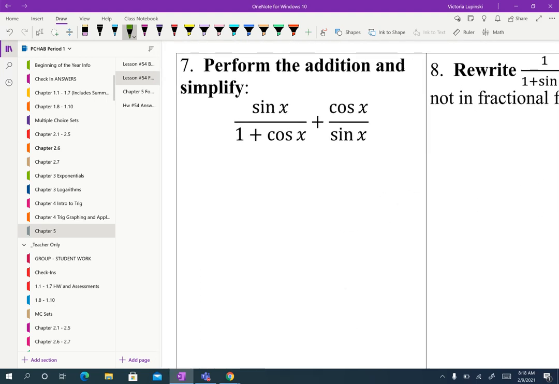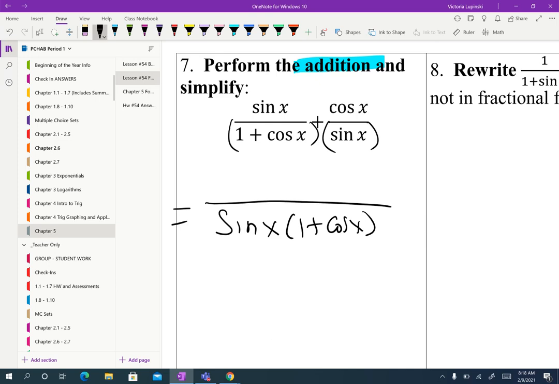So let's take a look at number 7. Again, perform the addition. So hopefully by this point, perform the addition means I'm going to add these guys, and if I'm going to add these guys, I'm going to do so with a common denominator. So the common denominator of the denominators is just those two things multiplied times each other. So that would be the sine times 1 plus cosine. You would have to multiply the left fraction times sine over sine. So that's going to turn this sine into a sine squared.